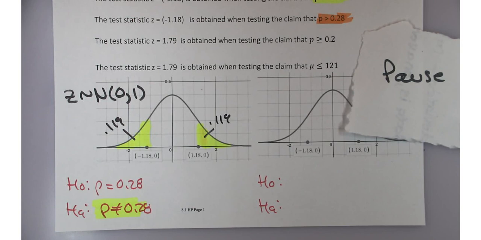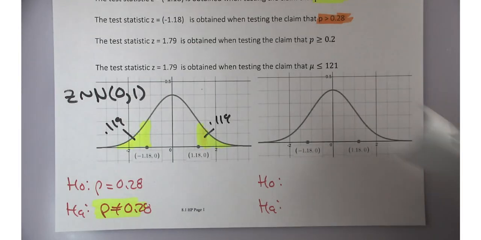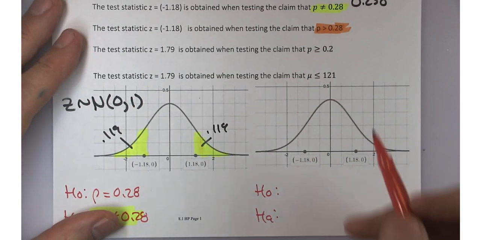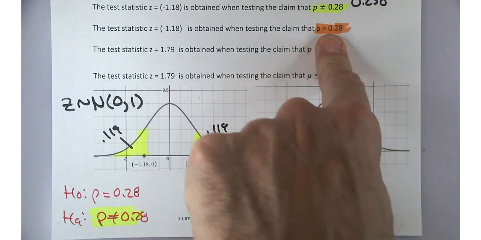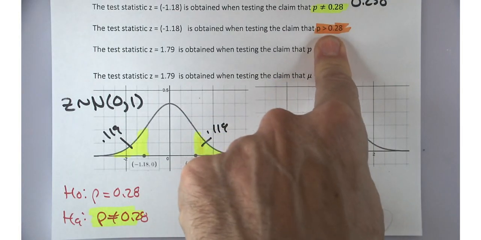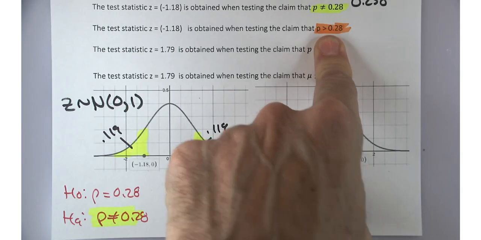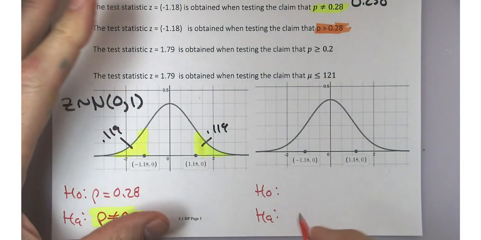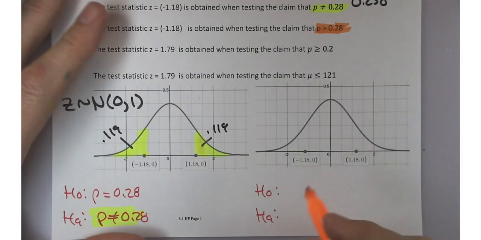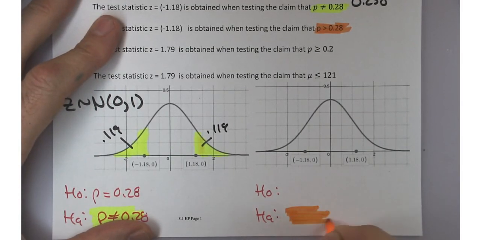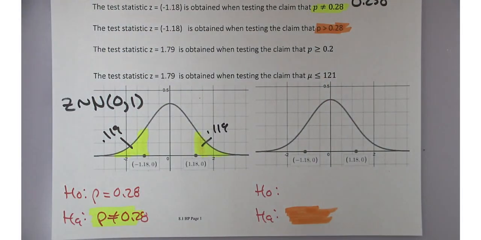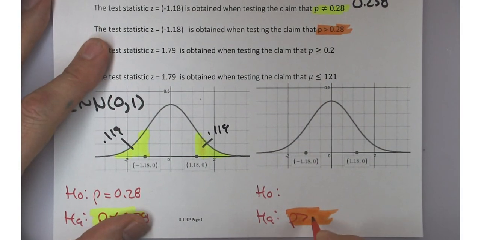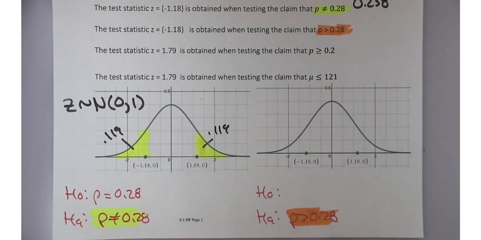And then the next step is to figure out, you got to start with HO and HA first. Okay. So the way to start these out is with HO and HA. Does this contain the possibility of equality? No. If it doesn't contain the possibility of equality, it can't be in HO. So it has to be in HA. So this one has to go here. It's going to be part of HA. P is greater than 0.28. All right, wonderful. So if that's here, what am I going to put here?